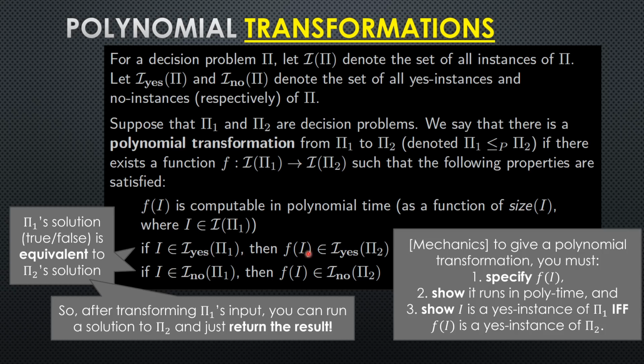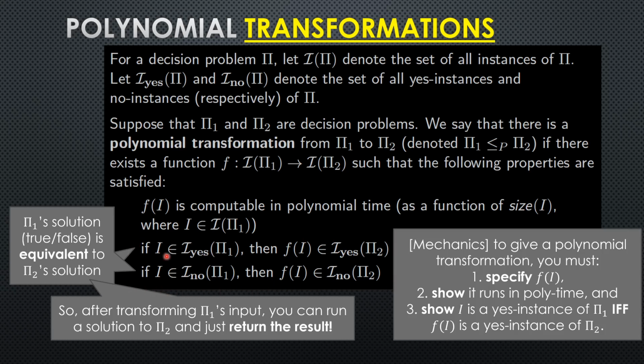Okay, so you're going to write code for that transformation f of I. And then you're going to show that code runs in time polynomial in the size of the input I to the first problem. And then you're going to show that I is a yes instance of pi1 if and only if f of I is a yes instance of pi2. Okay, that's sort of wrapping up these two expressions together.